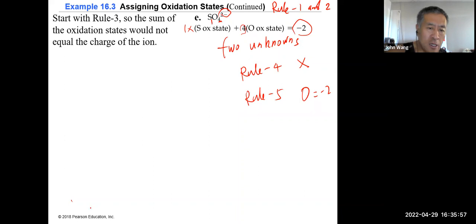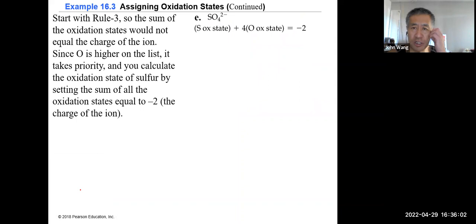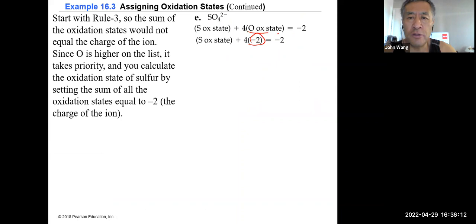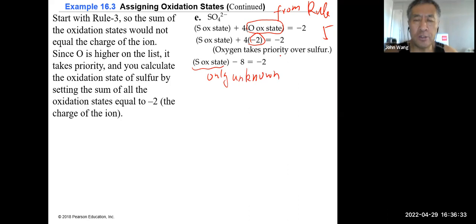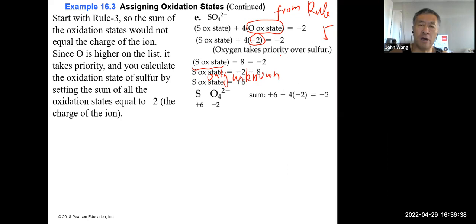So we have this equation, and we said we have to use one other rule to get one of those unknowns. This negative two is for this number, and we get this from rule five. Then we put it back into this equation, and now we only have one unknown. We are solving for the only unknown now. So therefore, we get a positive six. Then you summarize: you just use one number for the solver, and this is for each one of them.